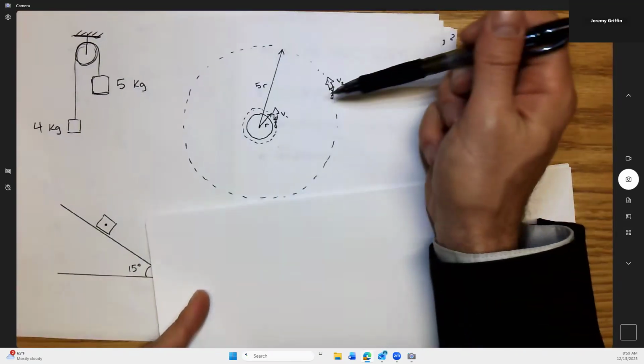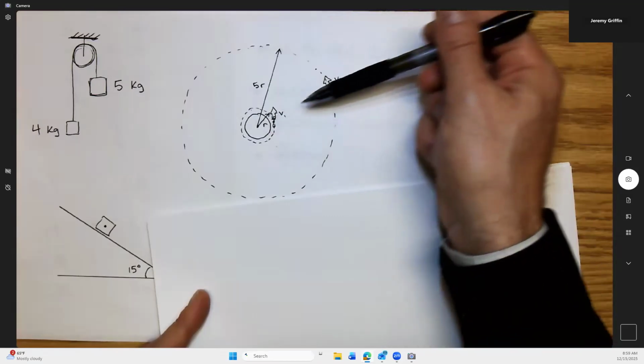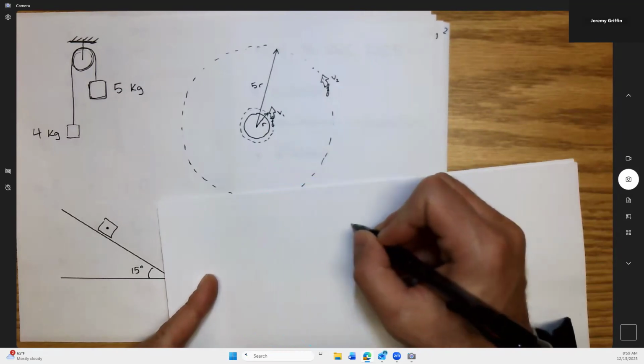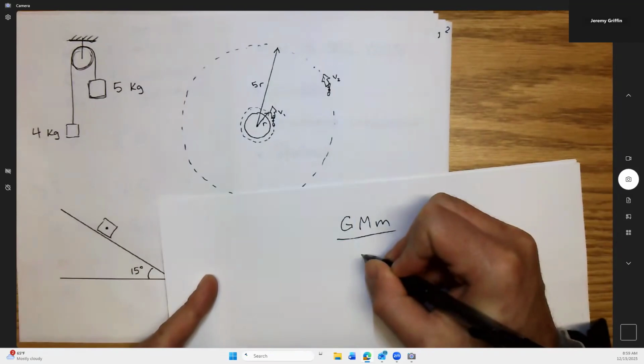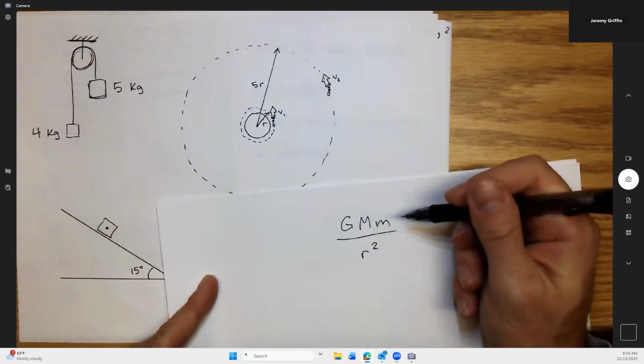It's on either one of these satellites. Is it the only proper force acting on it? A gravitational force pulling it straight towards the planet? Yes. Okay. And that gravitational force, what do you call it? GM over distance squared, something like that. Okay. Capital M, the mass of the planet, little m, the mass of the satellite.